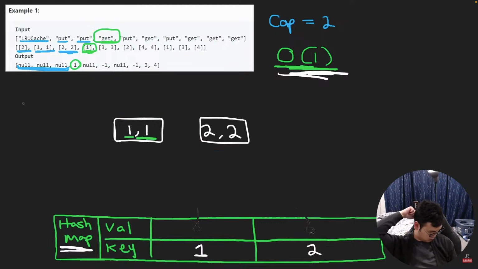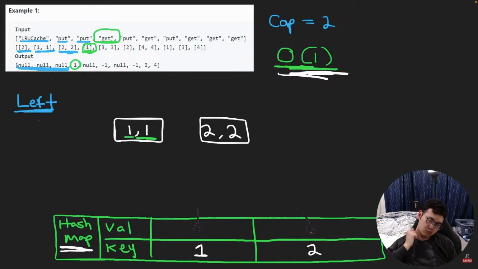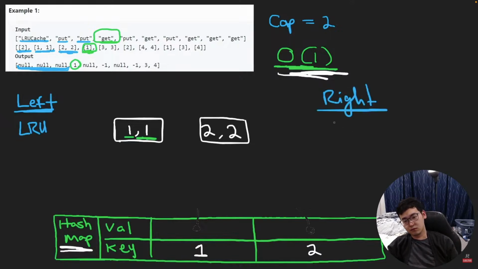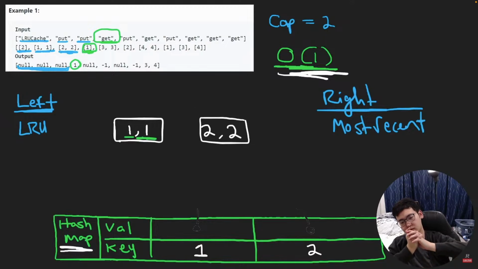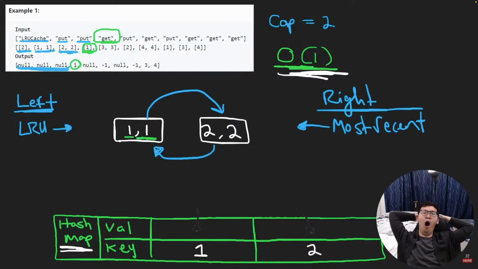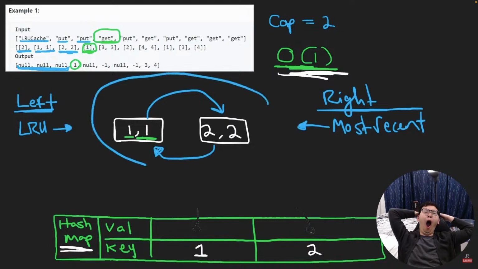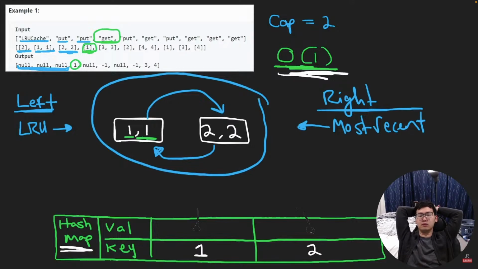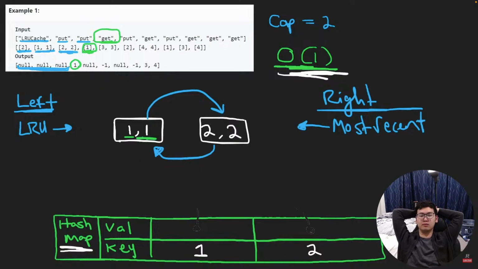So I'm going to keep track of the most recent and least recent by having left and right pointers, right? So this left side is going to be the least recently used, and the right over here is going to be the most recent. Therefore, we're basically going to be swapping these two nodes, right? And so this portion of the problem is to keep the ordering of these. It looks like we're going to need a linked list. And not only a linked list, but a double linked list.